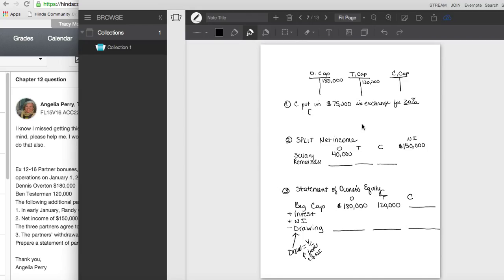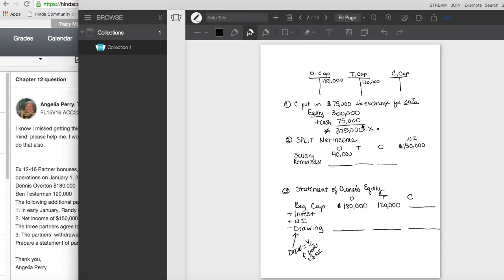The way you figure that out is you take the total equity in the business, the total net worth of the business before he brings in the cash. So $180,000 plus $120,000 is $300,000. That's the net worth before he brings in the cash. Plus the cash will be plus $75,000. So the new equity of the business is $375,000. So $375,000 is the new net worth.